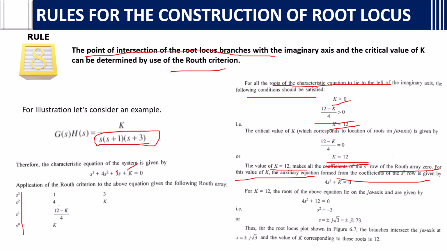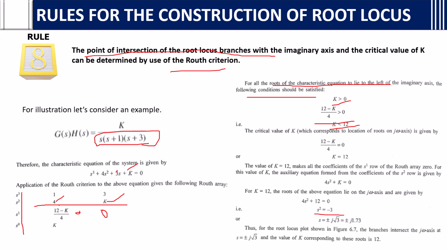There is some problem. Why? Both will become 0. This also will become 0 and this also will become 0. So this you can write in the form of auxiliary equation. How? 4s square, and you should not write again k s power 1. You should write k. Right, so k is 12 anyway. 4s square plus 12 equals to 0.